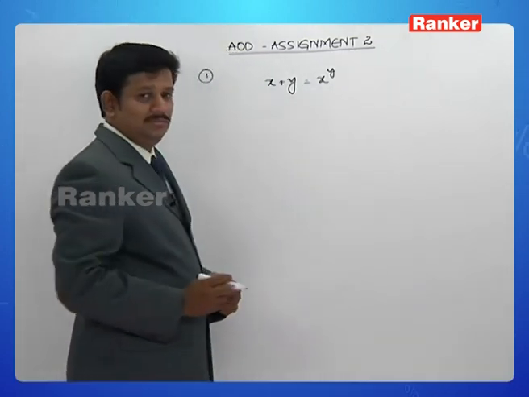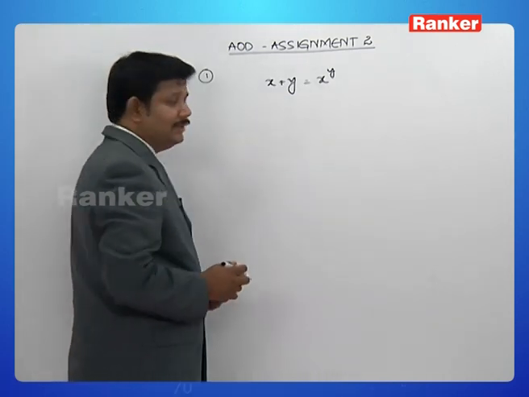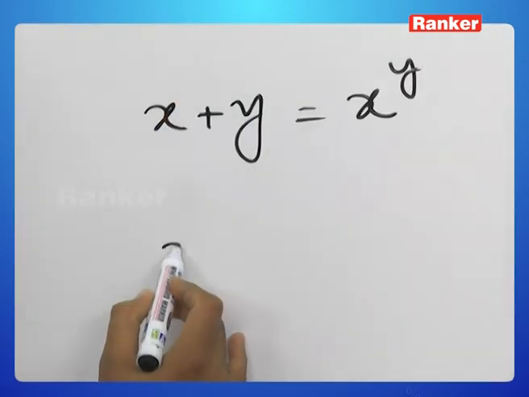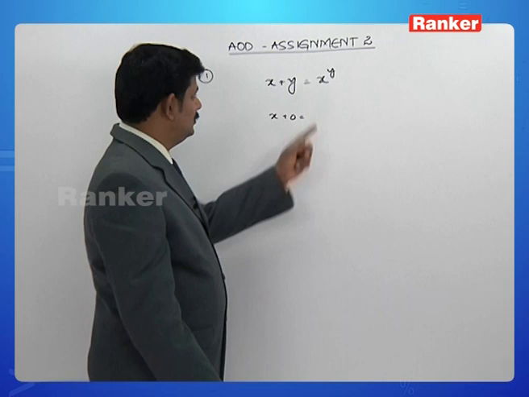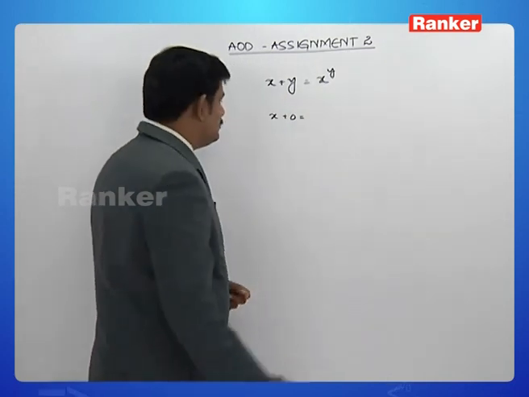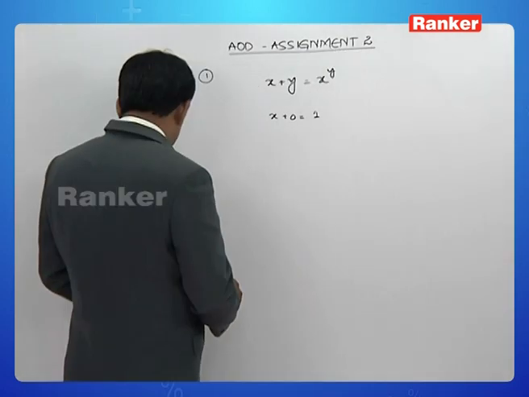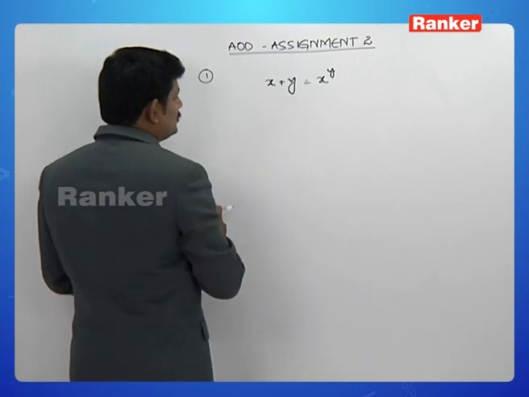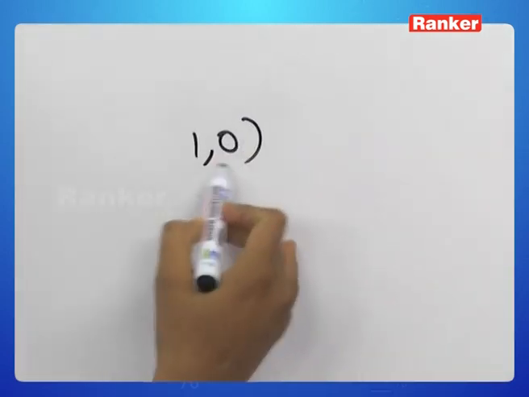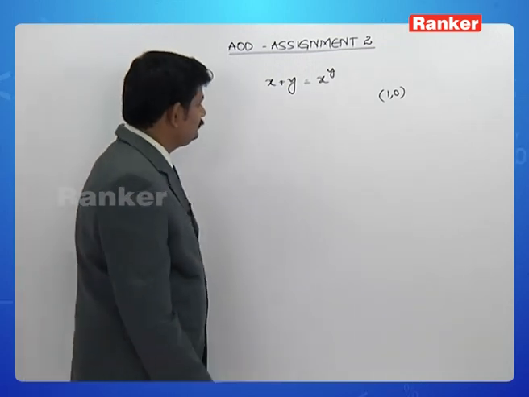At the x axis we know the y coordinate of the point would be 0. So when y is 0, x plus 0 is equal to x to the power 0, which makes it 1. So x is equal to 1. So we need to find the equation of the normal at the point 1 comma 0. The curve cuts the x axis at the point 1 comma 0.